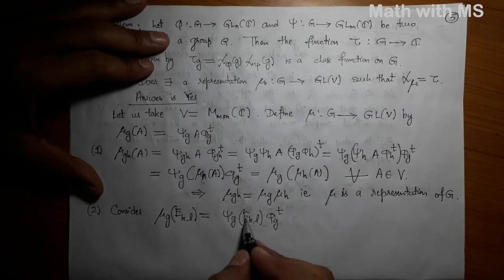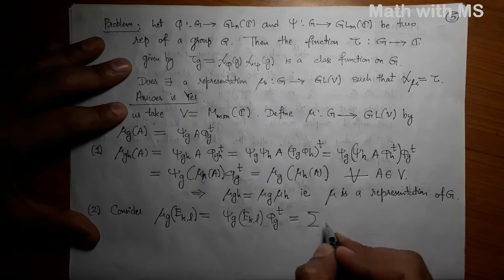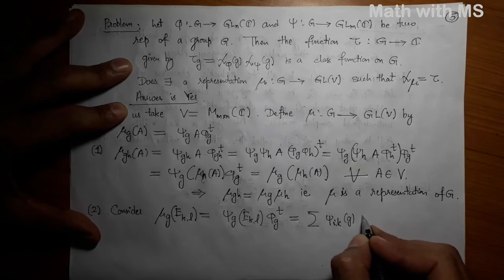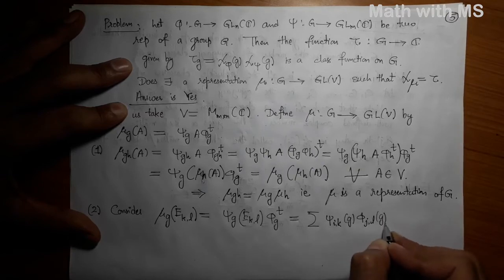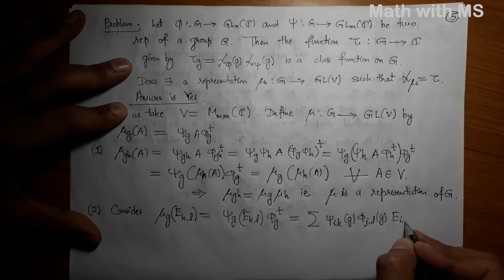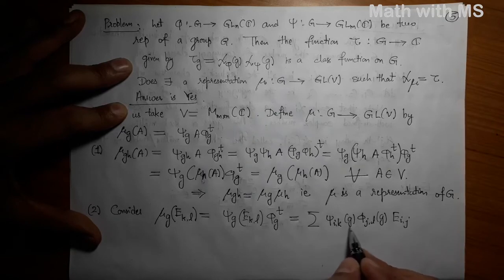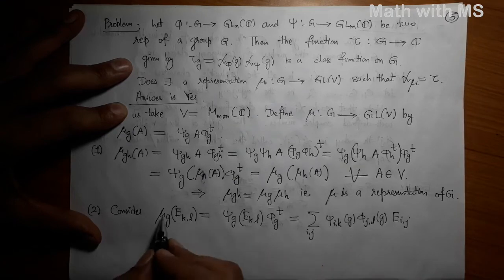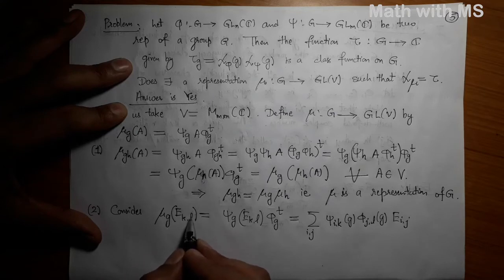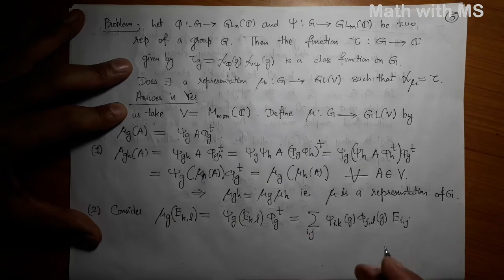Okay, but there is only one non-zero entry in the matrix E_KL, and you can actually find out the result, which turns out to be the summation of psi_ik(G) phi_jL(G) times E_ij. Observe that these are complex numbers, E_ij is a matrix, and the sum runs over i and j. So I have found the value of this operator mu_g on this basis element. I have to write it as a linear combination of this basis. It turns out to be this linear combination. Observe that the coefficients are complex numbers.